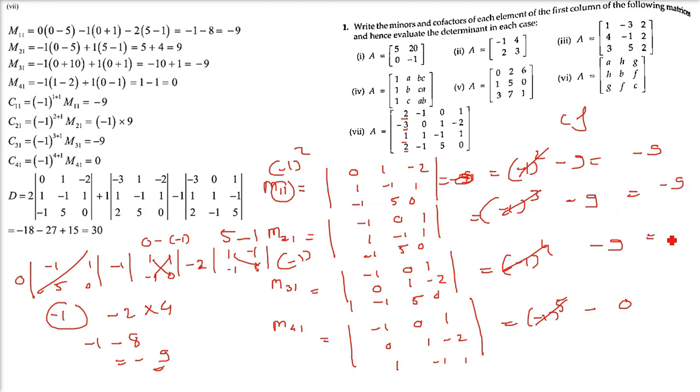So minus 9 and 0. Okay, you got it? Now in order to find out the determinant, take the first column and multiply it with the values, that is the cofactors. So we are going to find out, or you can use any of the rows. You can use 2, minus 1, 0, 1 also. It's up to you.